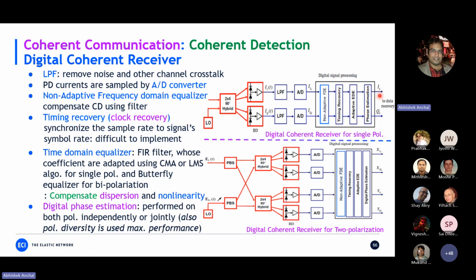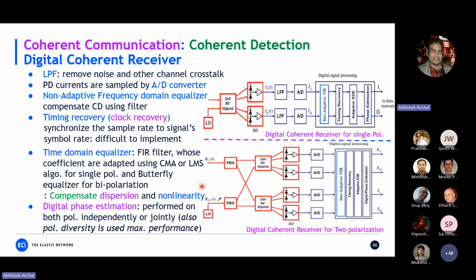At the end, we have digital phase estimation. That's the way to find out delta phi, the phase error, and then we correct the phase error, and then we get the I and Q, which is relatively better current in the I and Q part, meaning we get rid of the phase and intensity noise, most of it. Then we provide it to the data recovery stage to recover the bits. Once it is out of the noise, you can easily recover the bits without much error.